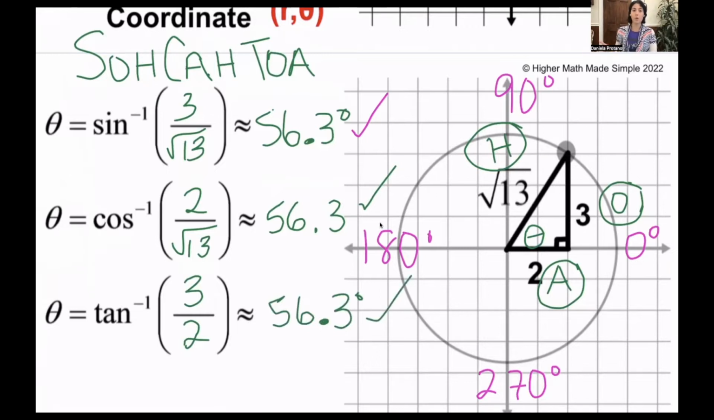So if you ever get a quadrant 1 rectangular coordinate, could you use all of arcsine, arccosine, or arctangent? Absolutely. But you're going to see why we just picked the arctangent. Again, we'll see that in a second.